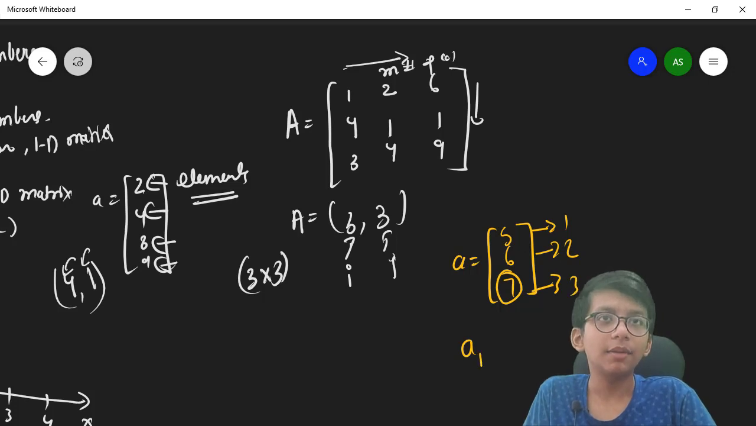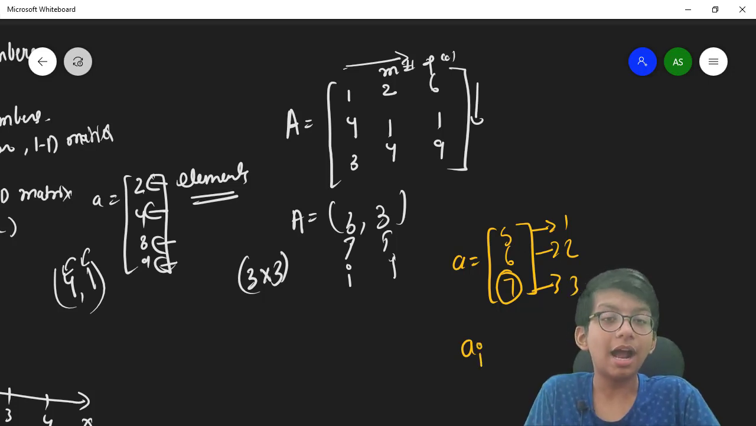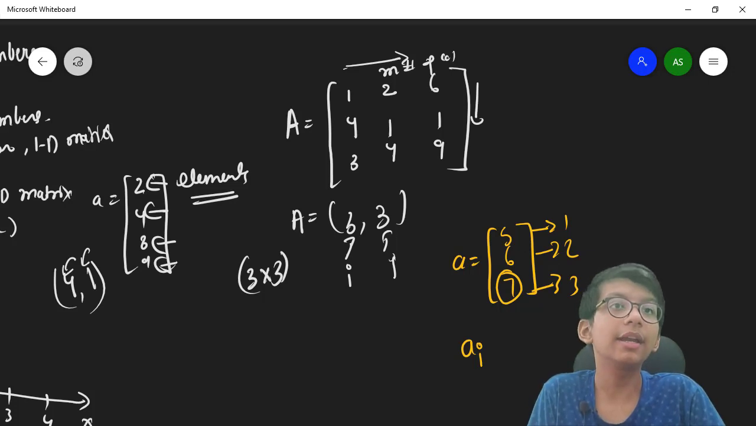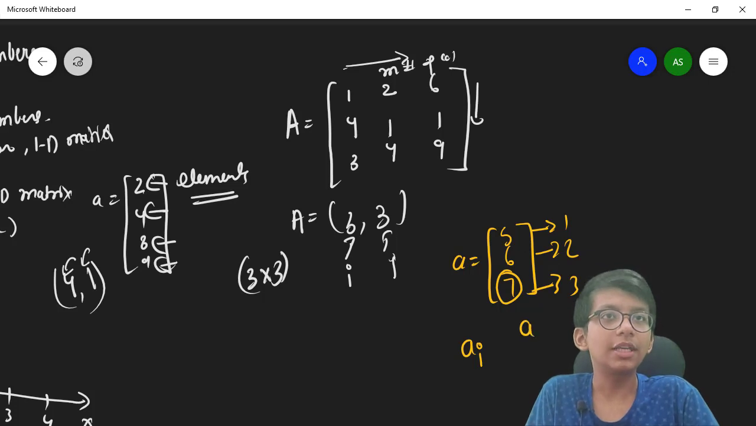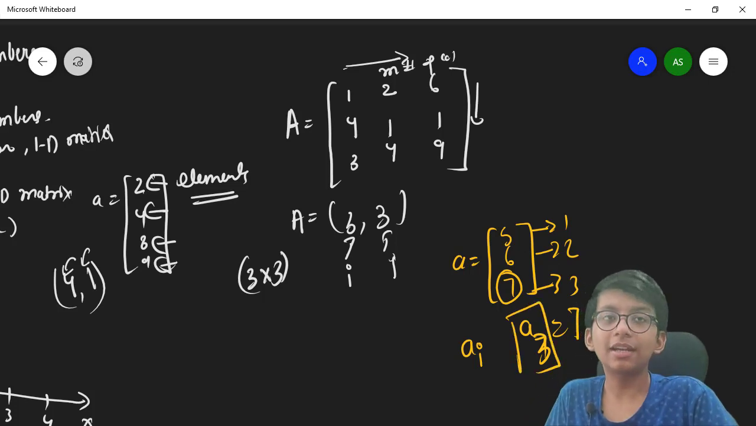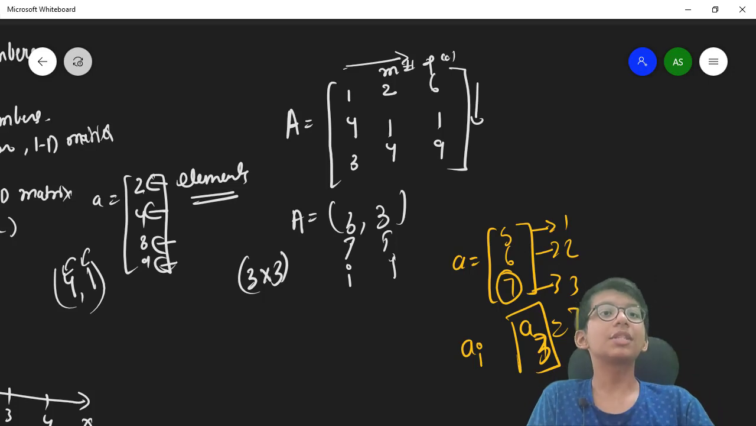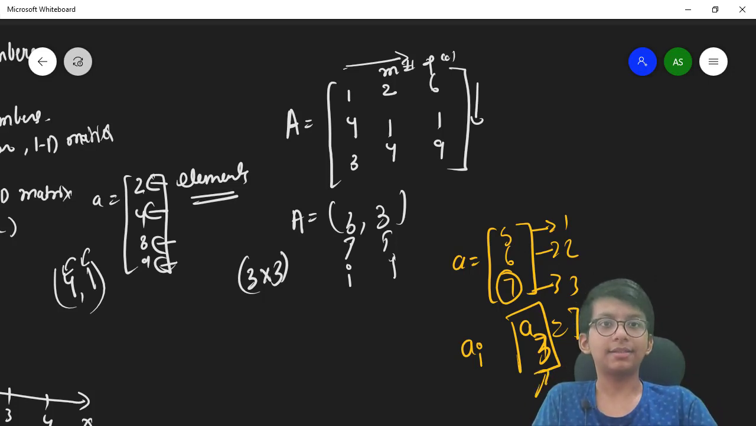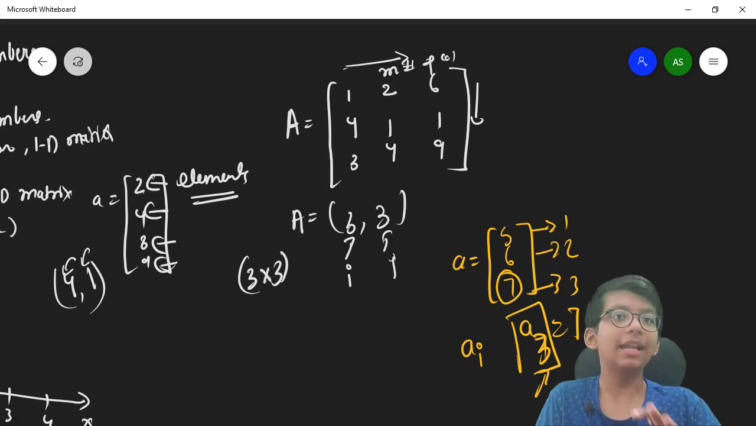Here we assume i is the index of that 7, the row number. So it's actually 3, A3. So 7 is located at this index. We can assess that element 7 using A with subscript 3, where 3 denotes the row index or the row number in that vector.